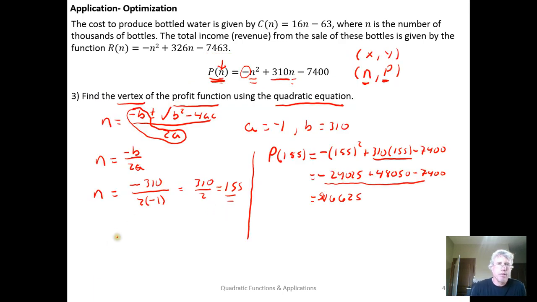So we could have easily gotten the vertex this way as well. Again, the vertex is an ordered pair, so it's 155,000, K represents 1,000, 155,000 bottles of H2O, I believe. Yes, it's bottled water. And a profit of $16,625. So that would have been another way to get the vertex.